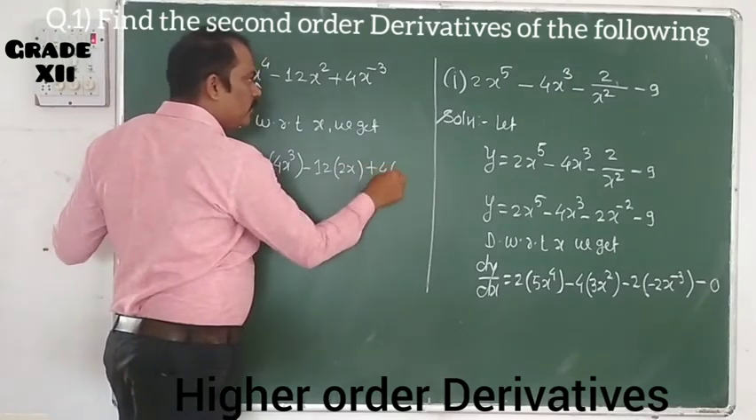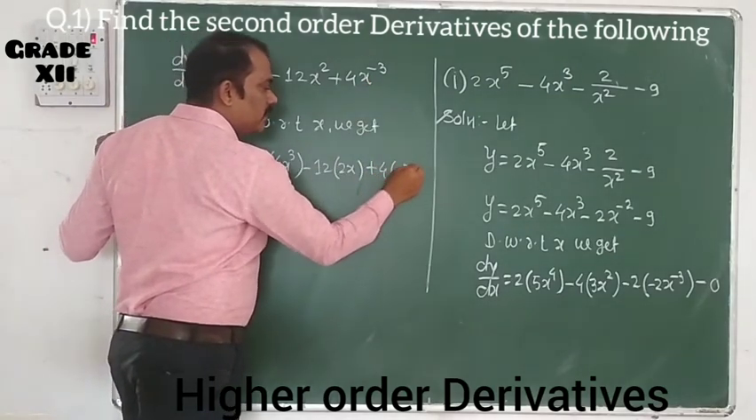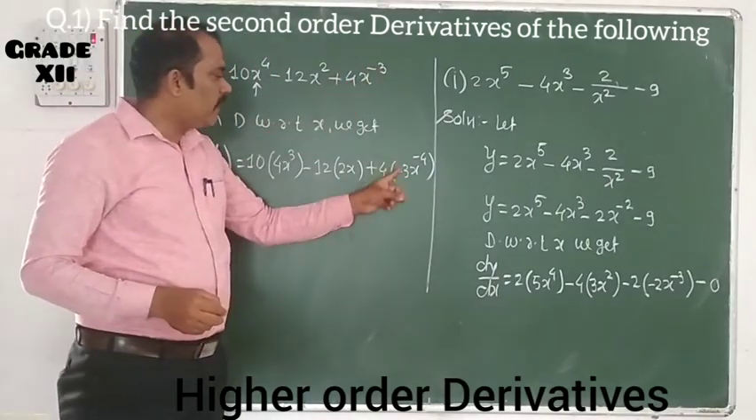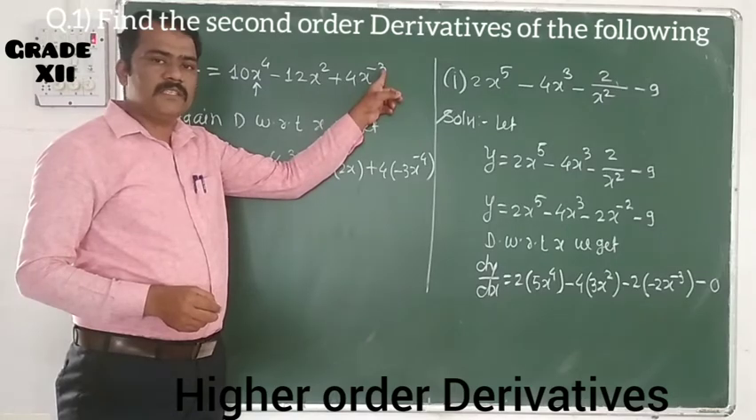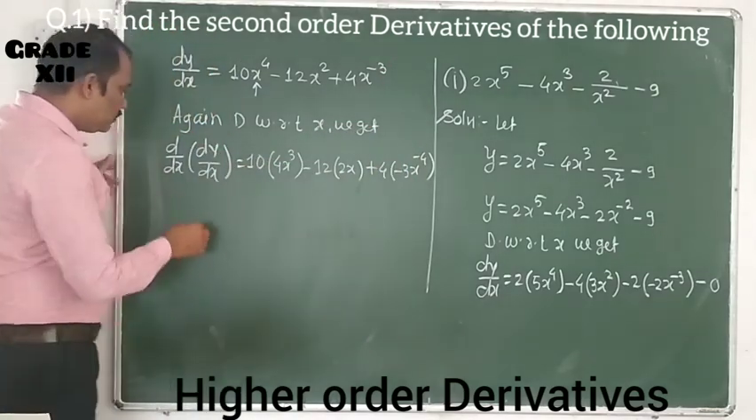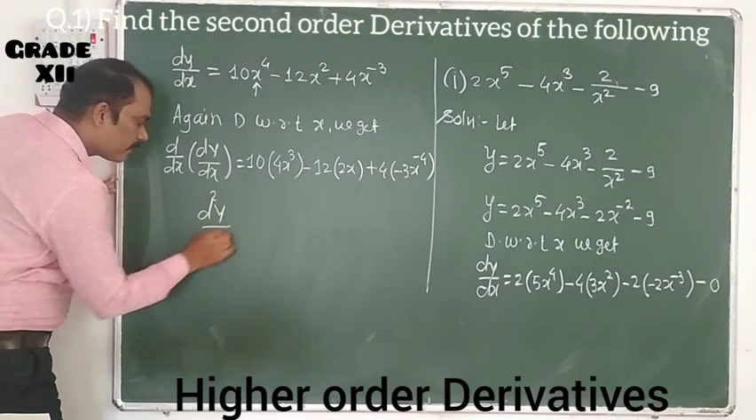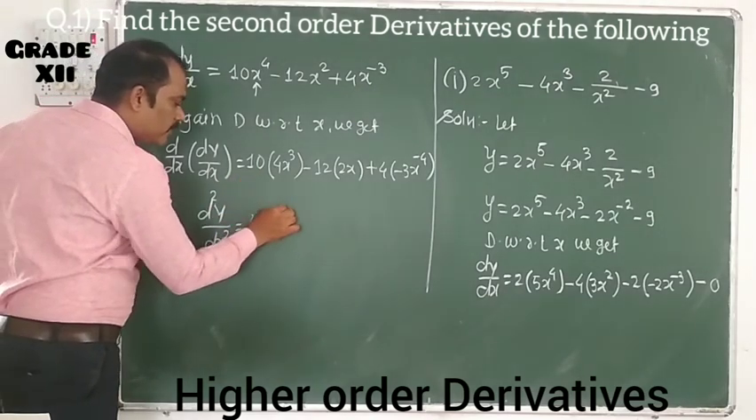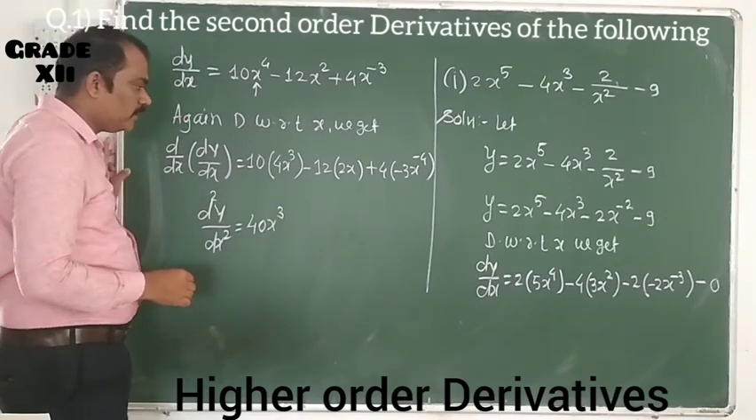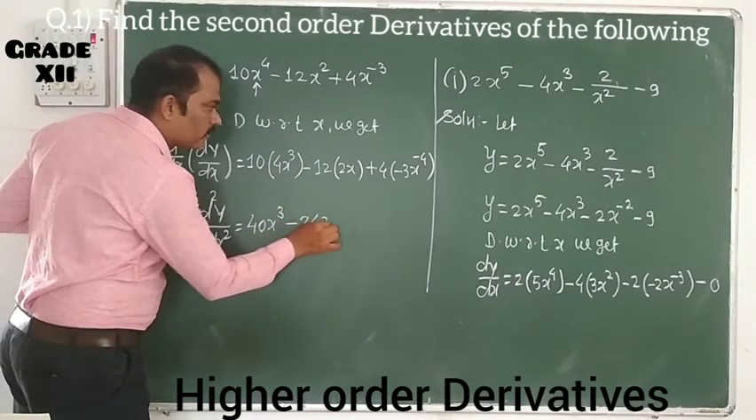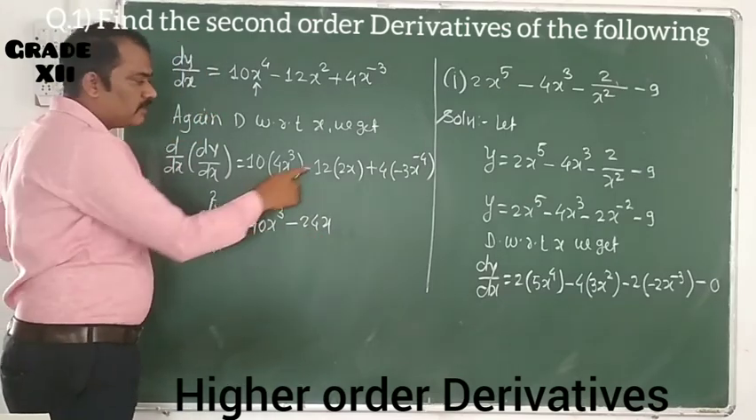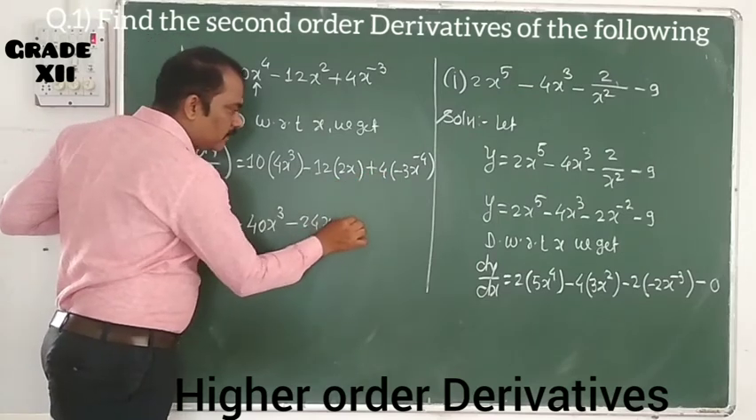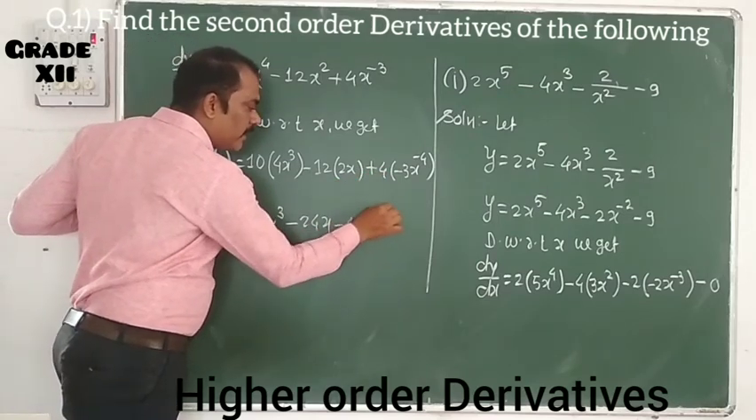Plus 4 into the derivative of x raised to minus 3, that is minus 3 into x raised to minus 4. We take the power as it is, and from the power we minus 1. Minus 3 minus 1 is nothing but minus 4. So d2y by dx square is equal to 10 for the 40, that is 40 into x cube minus 24x. 12 into 2, that is 24x. Plus into minus, nothing but minus 12 x raised to minus 4.